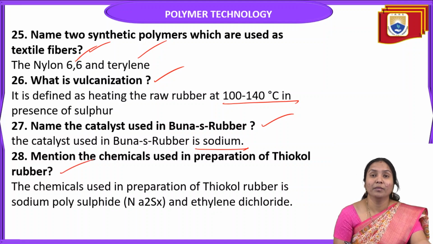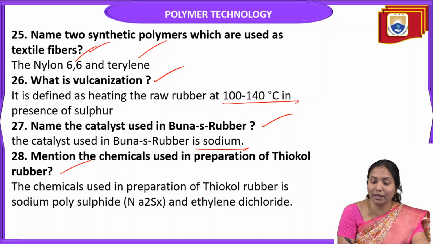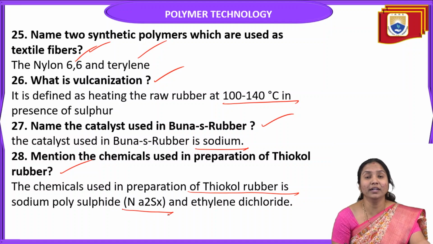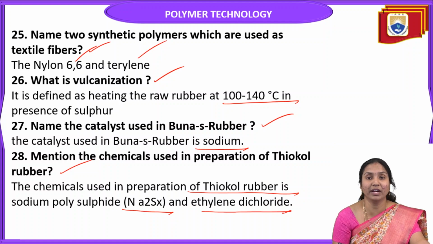And the next question is, mention the chemicals used in the preparation of thiokol rubber. The chemicals used in the preparation of thiokol rubber are sodium polysulfide and ethylene dichloride. Sodium polysulfide and ethylene dichloride undergo polymerization to form thiokol rubber.